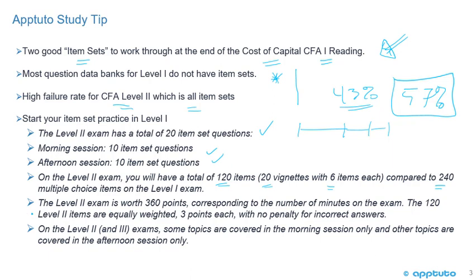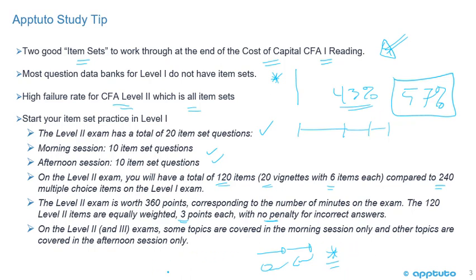The Level 2 exam is worth 360 points, corresponding to the number of minutes on the exam. The 120 Level 2 items are equally weighted, 3 points each. You've got 3 minutes per question, 3 points each, with no penalty for incorrect answers. So you have more time. It's 3 minutes because you're going to be working your way forward in some questions and then have to work your way backwards. For example, how to calculate the price of a call is a perfect example, okay?